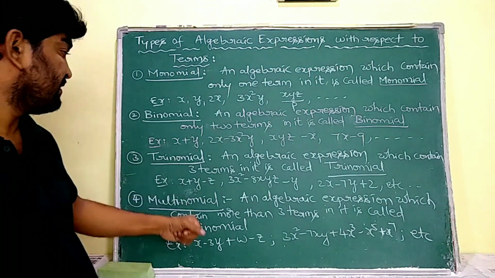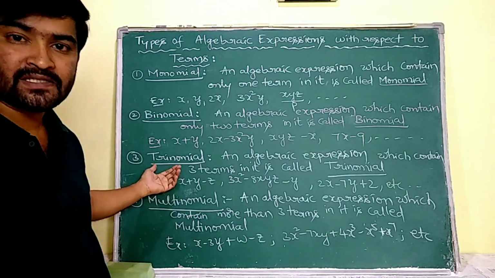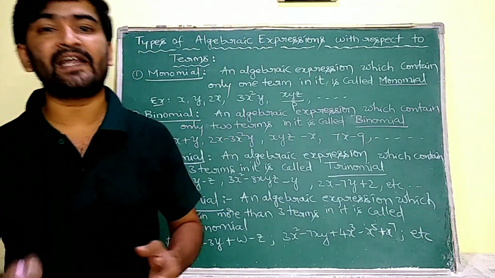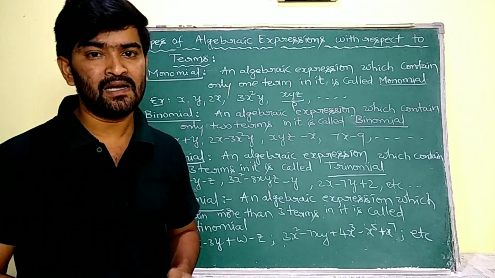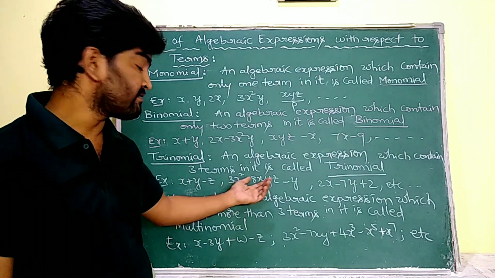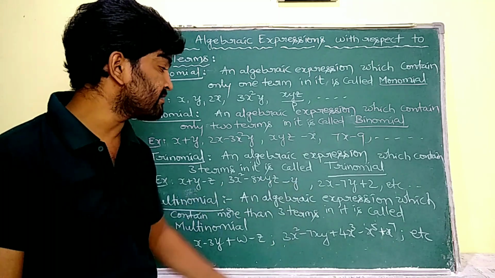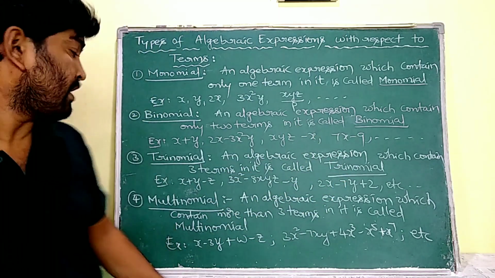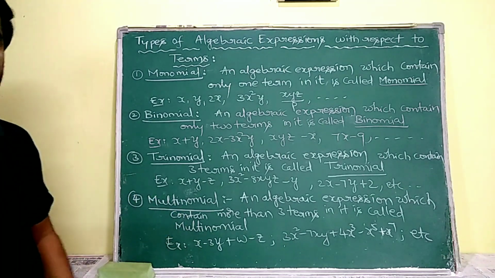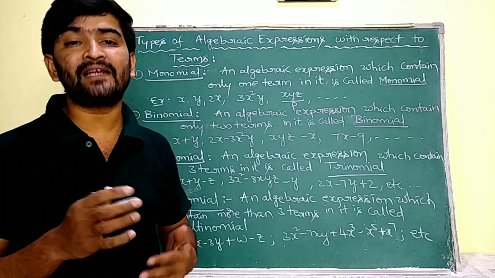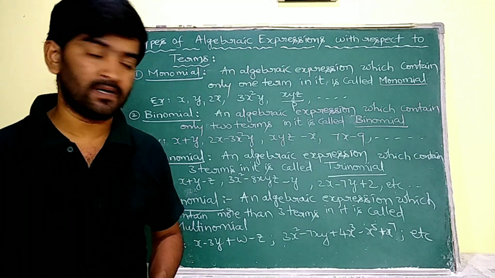Now see trinomial. Okay, tri means three, mial means terms, three terms. An algebraic expression which contains three terms in it is known as a trinomial. For example, x plus y minus z, 3x square minus 8xyz minus y, 2x minus 7y plus 2, etc. Okay, now coming to the multinomial. An algebraic expression which contains more than three terms in it is called a multinomial.